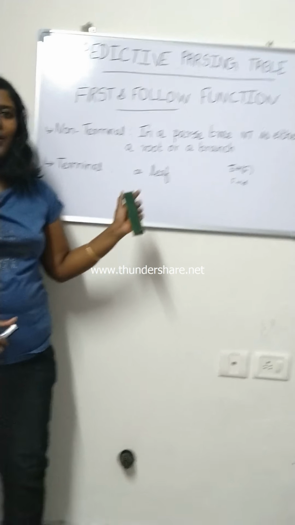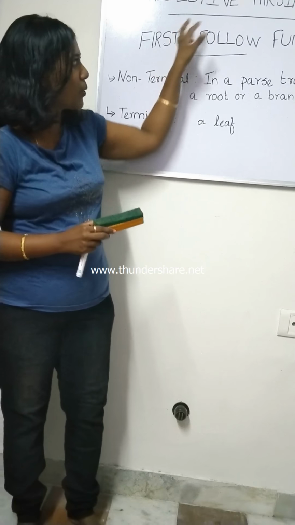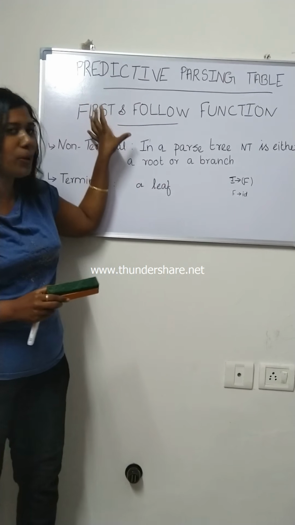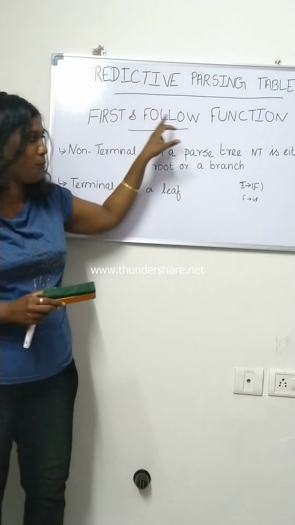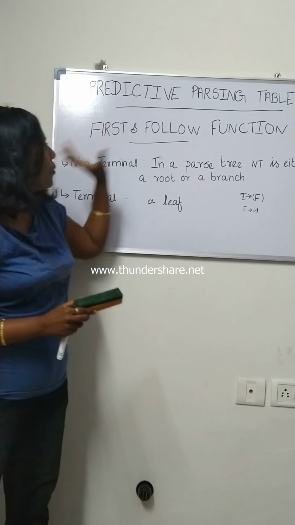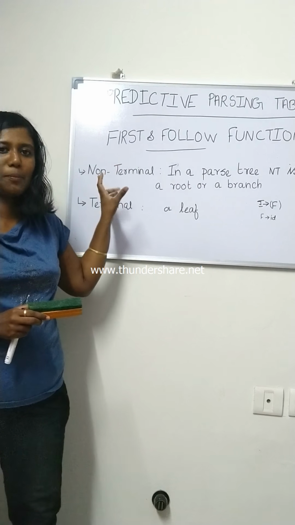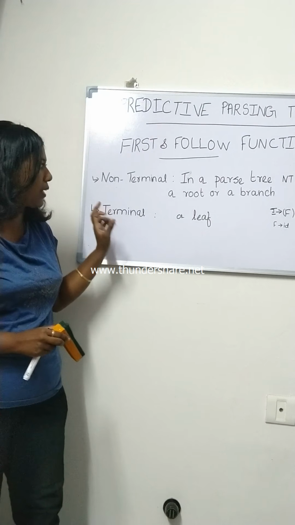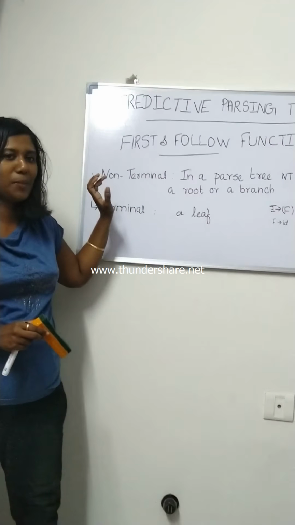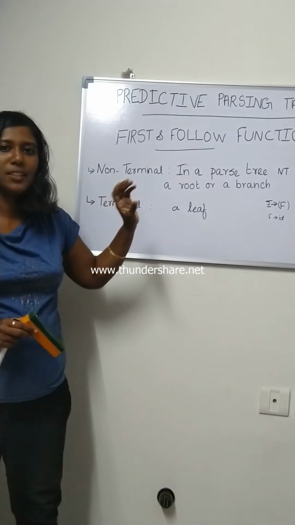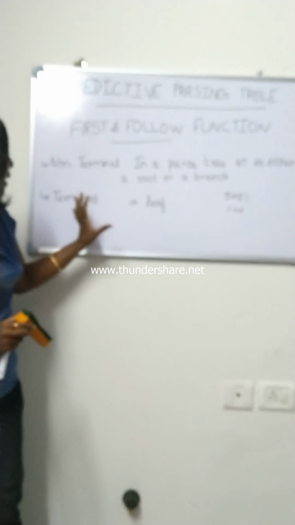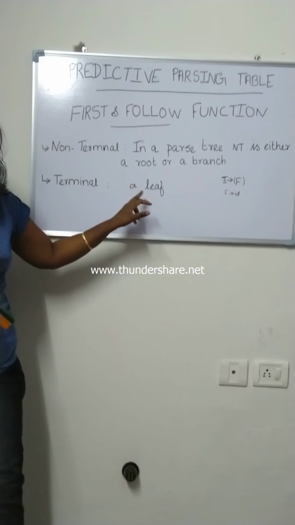In this video, I am going to teach how to construct a predictive parsing table, and I am going to explain the first and follow functions. Before going to the first and follow functions, let me explain what is a non-terminal and what is a terminal. Coming to non-terminal, in a parse tree, the non-terminal is either a root or a branch, whereas a terminal is a leaf.